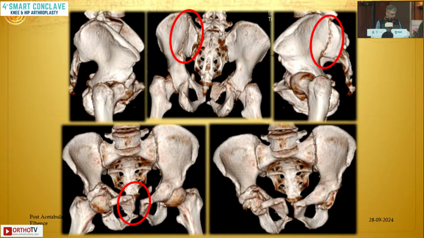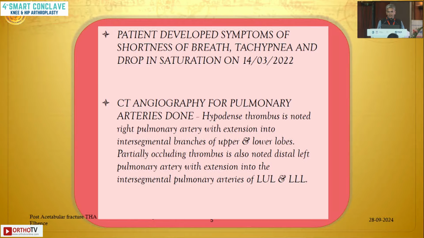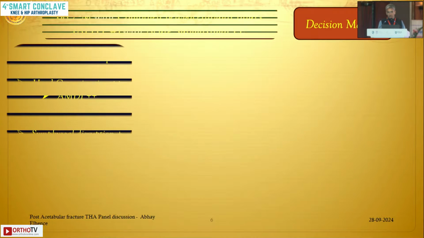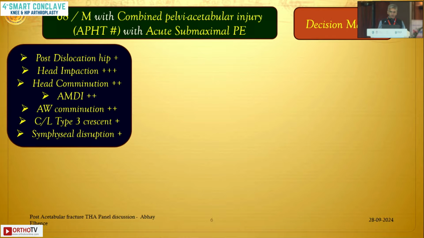Not only that, he has also got injury to the pelvis on the contralateral side, type 3 crescent fracture, and he's got disruption of the symphysis and an anterior wall. This patient came to us on day 8. He was being prepared, experienced shortness of breath, and was diagnosed as a subacute, submaximal pulmonary embolism. So we diagnosed this patient as having an anterior with a posterior hemitransverse fracture with acute submaximal PE.